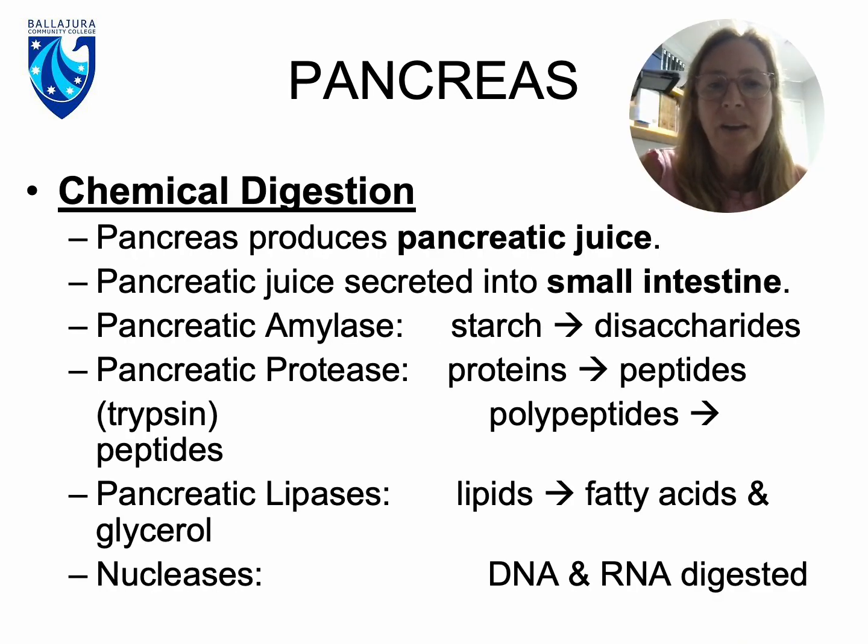So this slide details the chemical digestion that is helped by the pancreas in the pancreatic juice. So there's amylase, which digests starch into disaccharides. There's also a pancreatic protease, which digests proteins into peptides and polypeptides. There's also lipases, which digest lipids into their units of fatty acids and glycerol. And there's also nucleases to digest DNA and RNA.